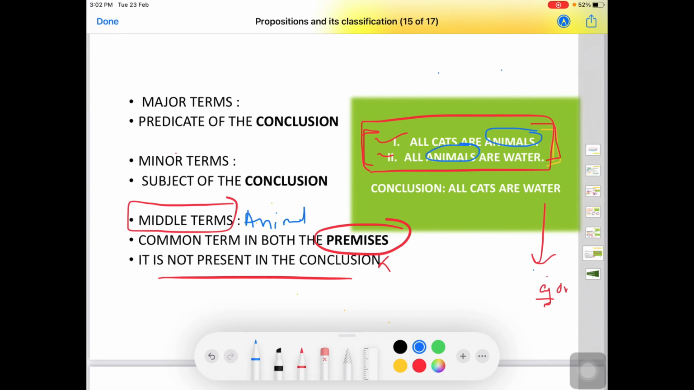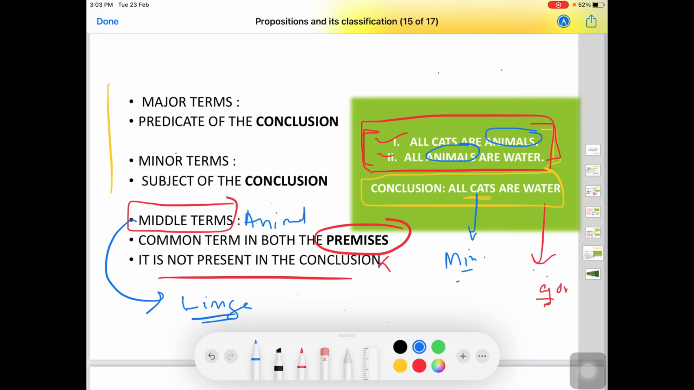And in Indian logic, the middle term is known by another name, that is linga. Please do remember the Indian name as well. Similarly, to draw major terms and minor terms, we rely completely on the conclusion. The subject of the conclusion is always the minor term. So here cat is the minor term. Similarly, the predicate of a conclusion is always the major term. So here the major term is water and the minor term is cat.